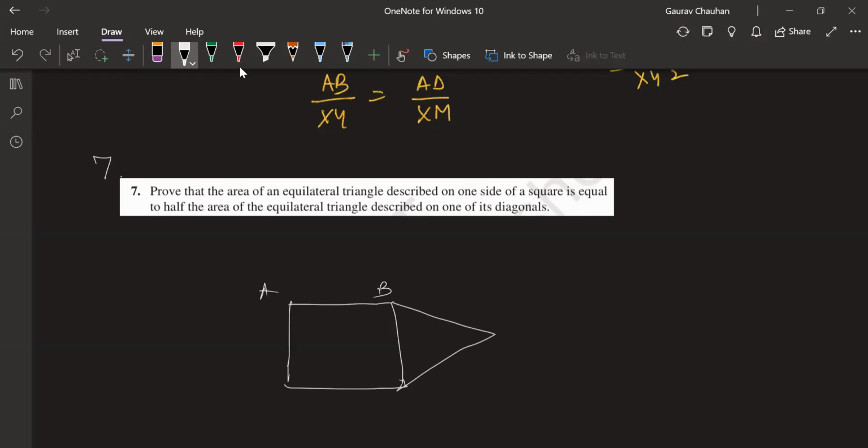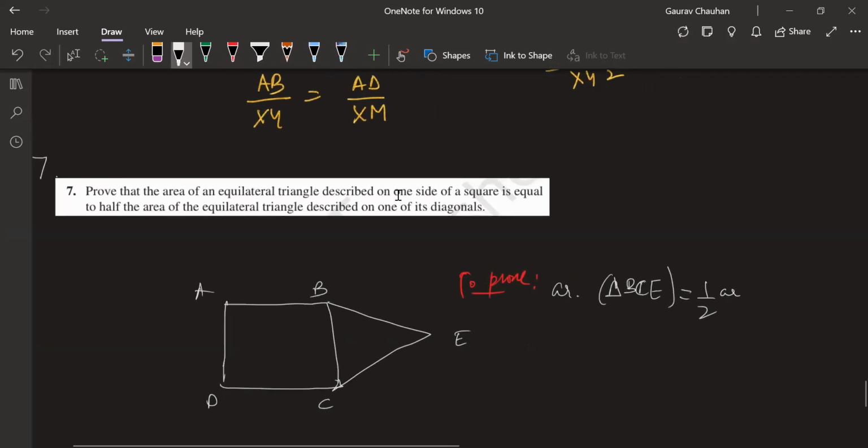So let ABCD be the square. Then BCE is an equilateral triangle. The area of the equilateral triangle described on this, so area of triangle BCE, I'm writing my to-prove statement. Area of triangle BCE is equal to half the area of the equilateral triangle described on one of its diagonals.